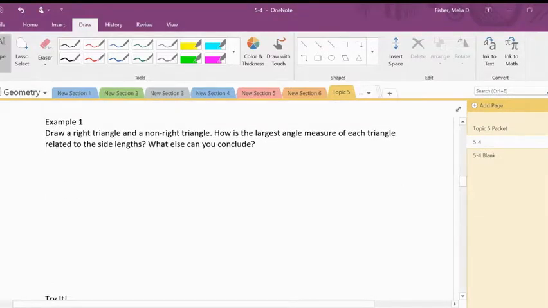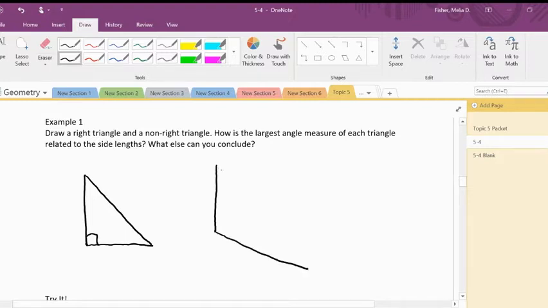Now that we're on example 1, draw a right triangle and a non-right triangle. And since it says draw, I don't need to be exact. I'm going to go ahead and draw, and I'm going to say this is my right triangle, and then I want one that is not a right triangle, so I'm going to draw this, and I'm making that definitely not a right triangle. Not perfect, but okay.